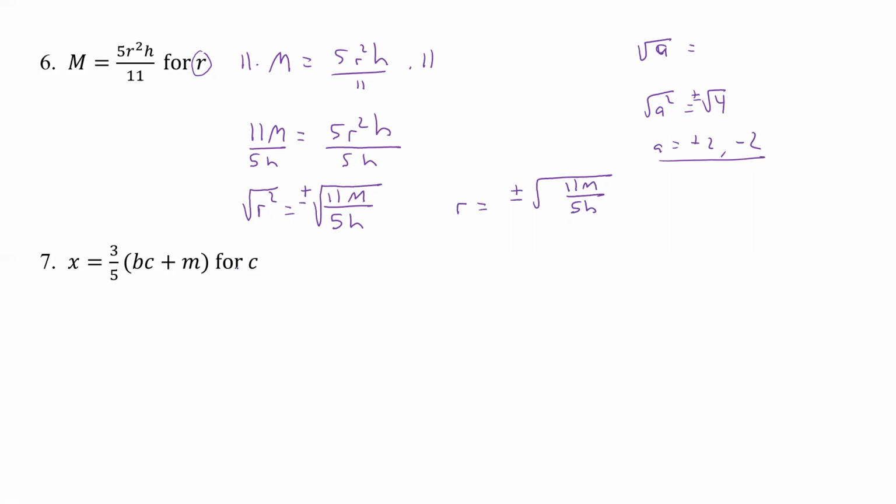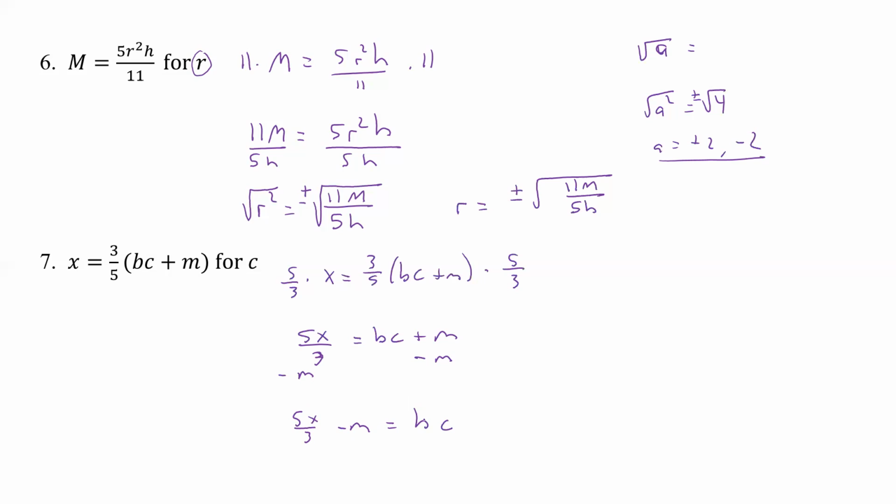All right, so this one we're going to solve for c. So we want to get that number there. And so x equals 3/5 times bc plus m. So first thing we need to do is multiply by 5/3. So that gives us 5x over 3 equals, now we have bc plus m. Okay. Well, now we need to subtract m. So 5x over 3 minus m equals bc.